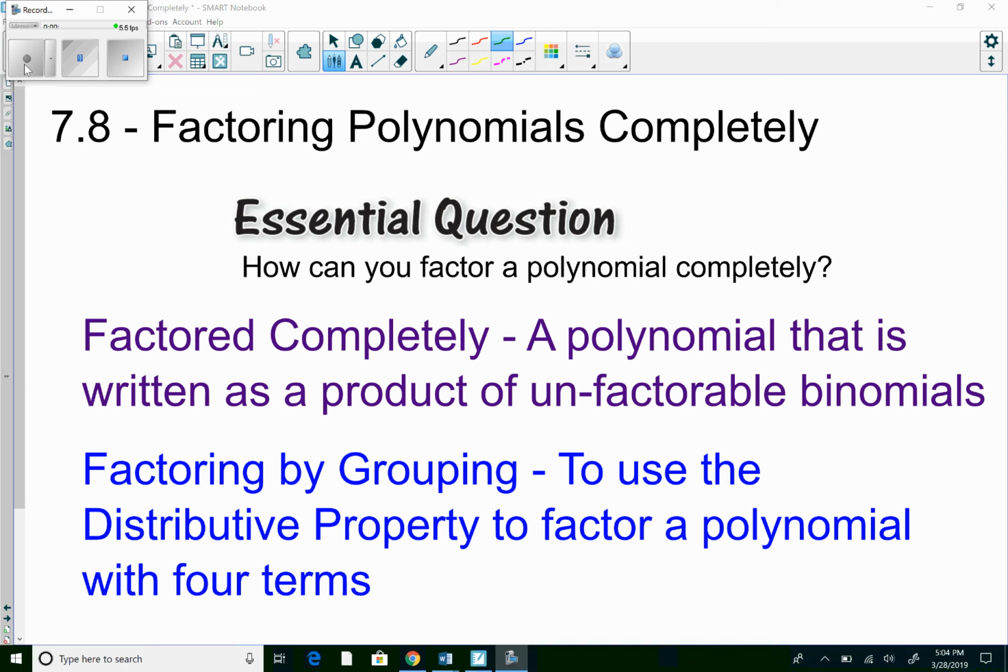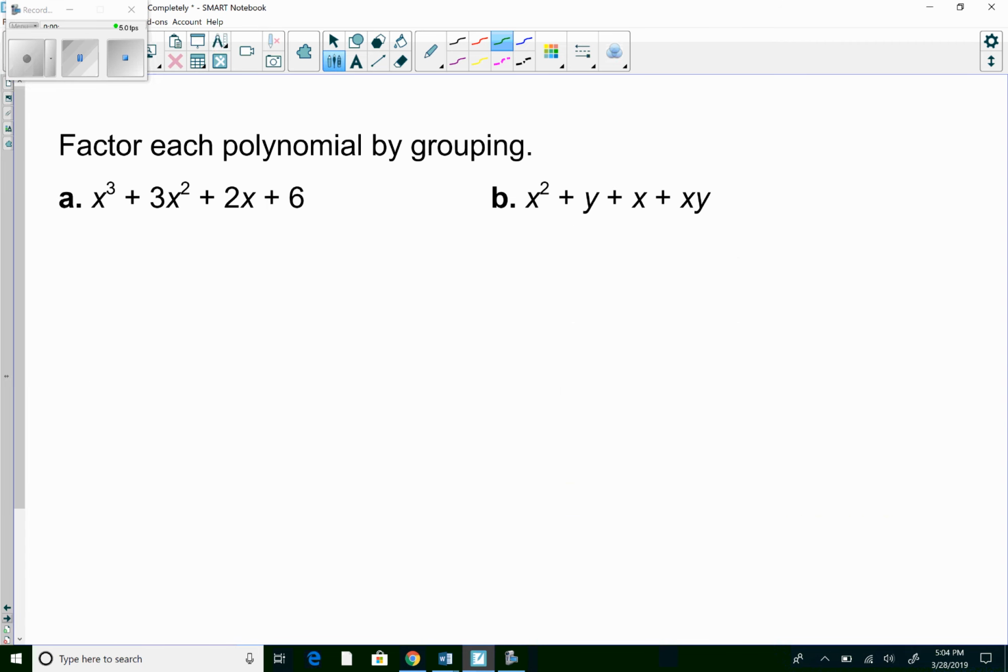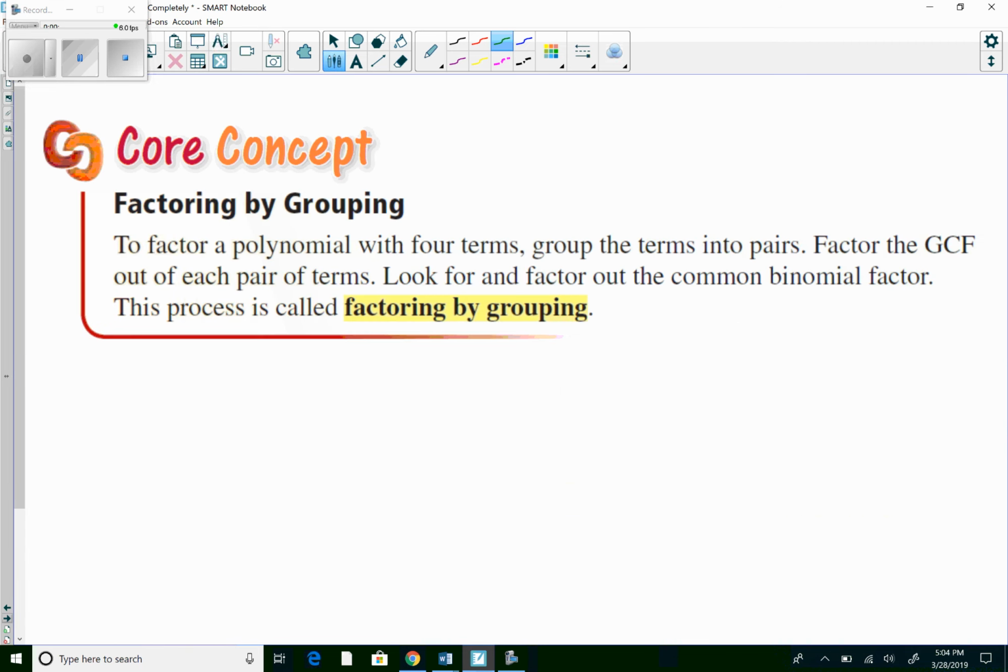And then factoring by grouping, you guys have been doing factoring by grouping with the AC split a lot, so this actually should be pretty easy and pretty natural for you. Make sure you get these definitions written down and the essential question, because remember, you guys are going to be graded on your notes.